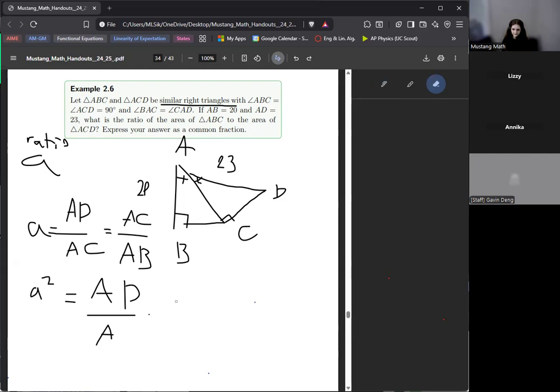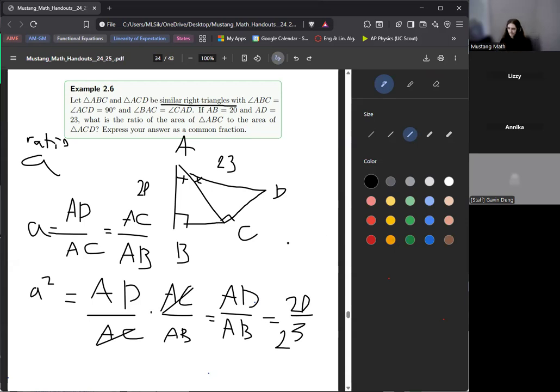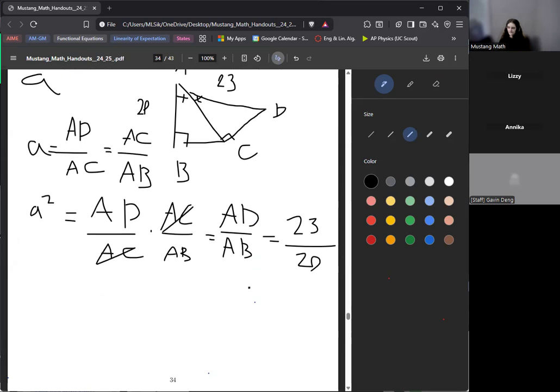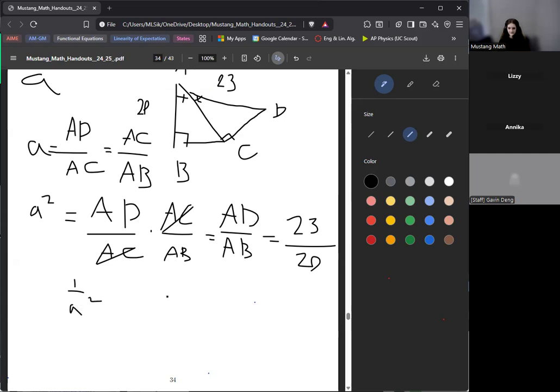Sorry, I miswrote this. So we can multiply the two together to get the ACs to cancel and then get AD over AB, both of which we have the side lengths of, which is just 23 over 20. Notice how initially we didn't actually know some of these sides, namely AC, but by multiplying, we cancel it. But notice that we want the ratio of the area of ABC to ACD, so we actually want 1 over A squared, so that's going to end up equaling 20 over 23.